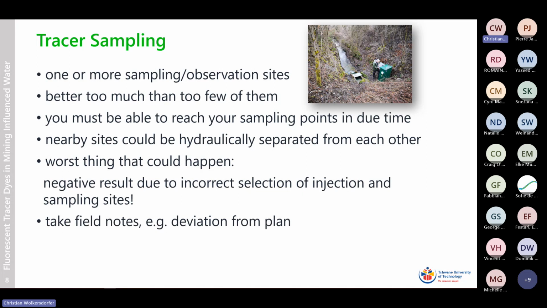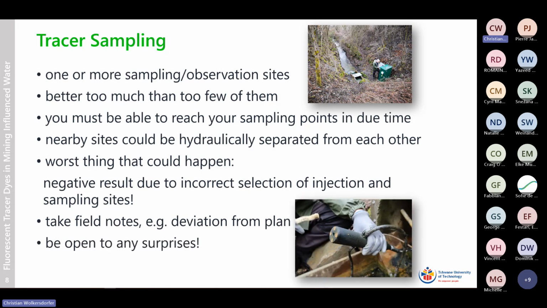Then it's also important to take field notes, for example, when you change your plan and have to adjust because the injection site you planned is not accessible, and to be open to surprises. Here on this picture, I have an example of such a surprise. We conducted a tracer test at a mine and started our sampling, and then coming back after 8 weeks, the fluorometer was completely black and clogged, and our data was not really usable because the fluorometer didn't work due to the clogging.